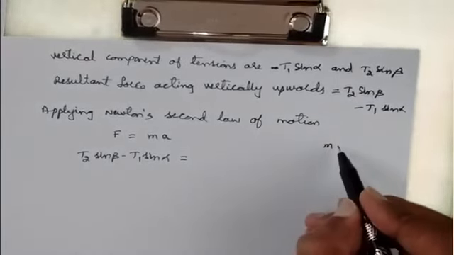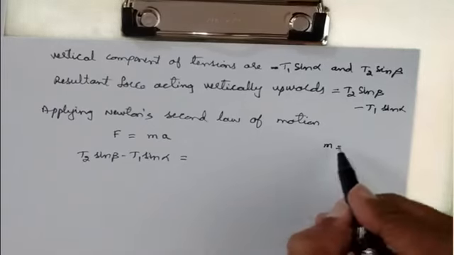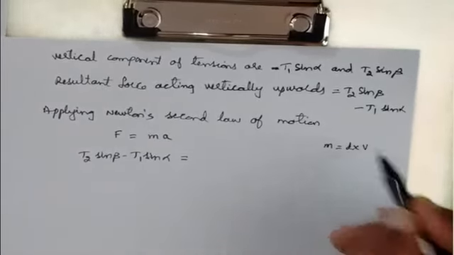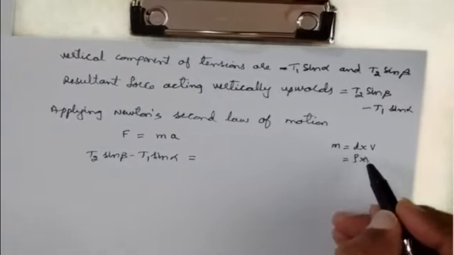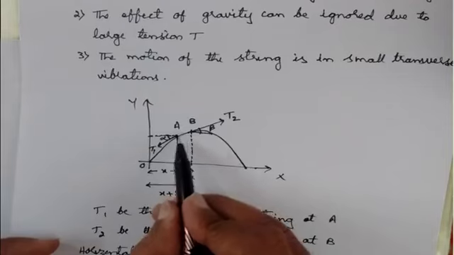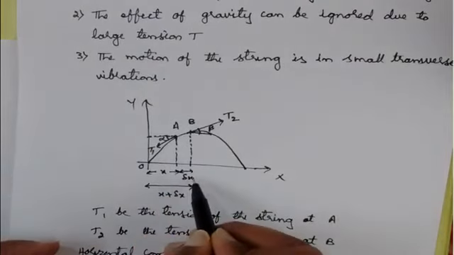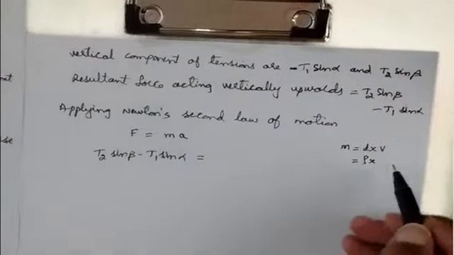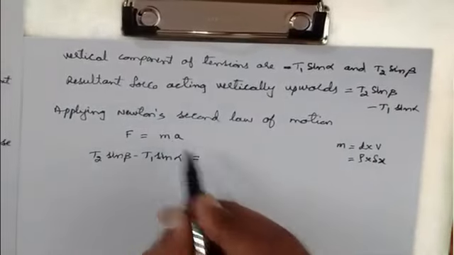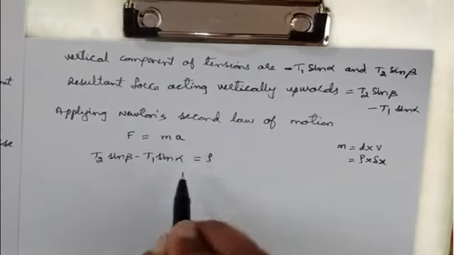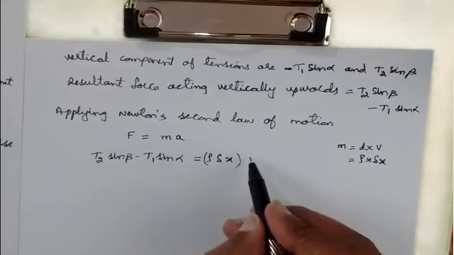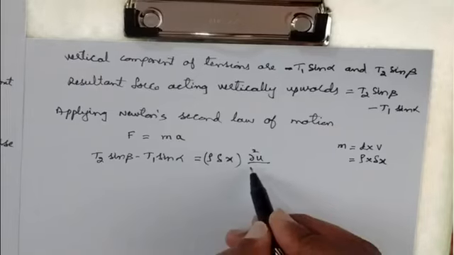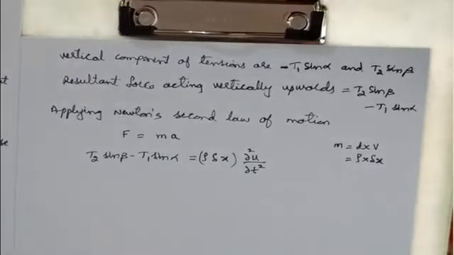The formula for mass is nothing but density into volume. We are studying only between the point A and B. Between the point A and B, what is the distance that you have? Delta x. So it is rho into delta x. So we get the mass to be equal to rho delta x, and the acceleration can be written as dou square u by dou t square.